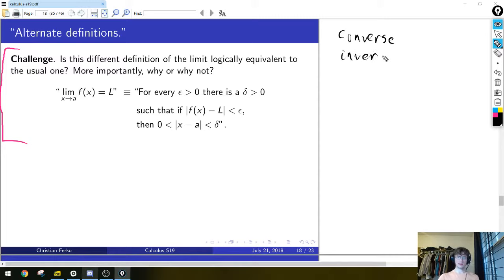This one is the converse. The converse is not always logically equivalent to the original statement, but sometimes it is. So the question for you is, is this one logically equivalent to the original definition of the limit or not? I want to say yes, but I can't prove it. Do you have an idea or intuition for why yes?